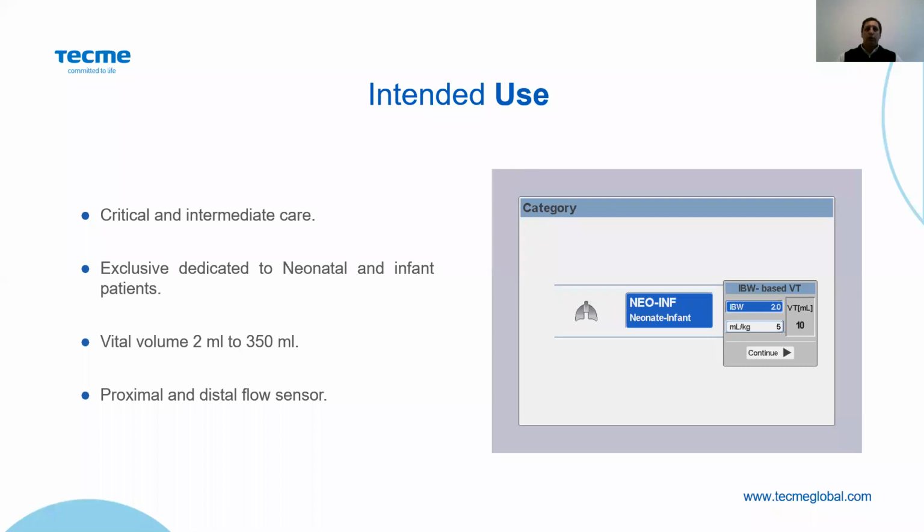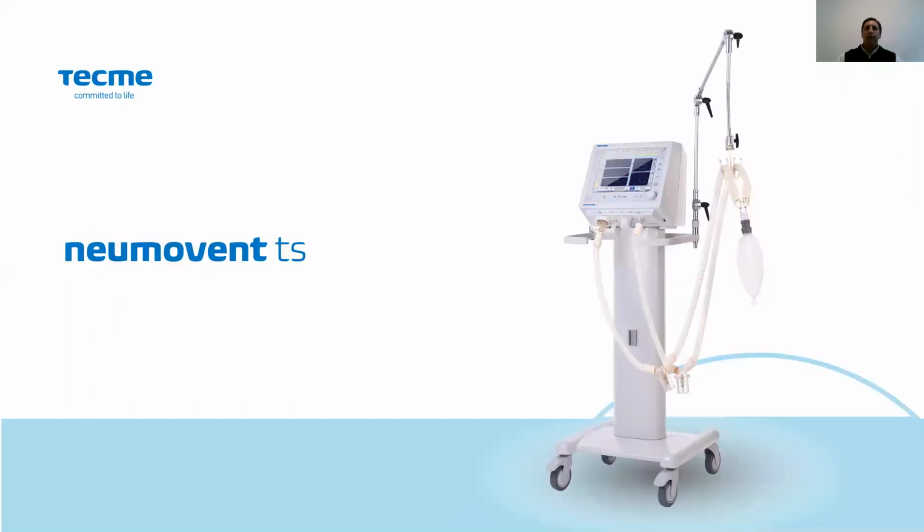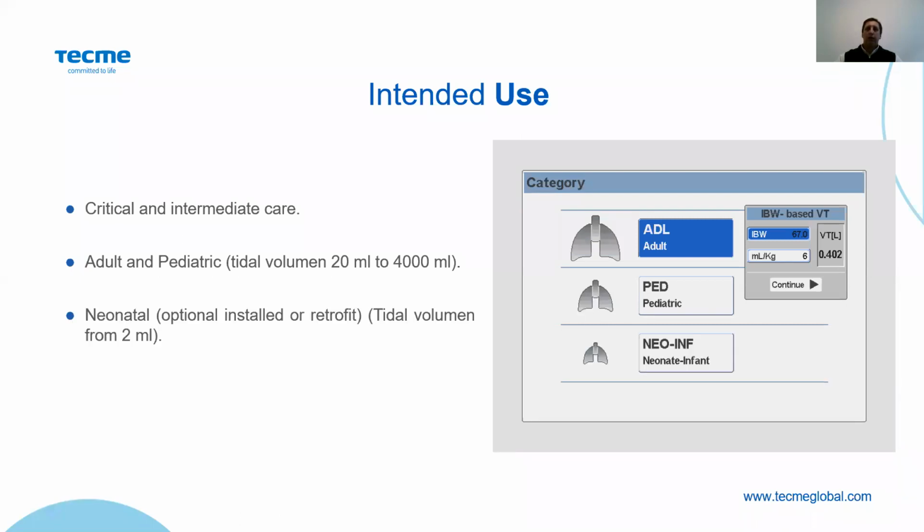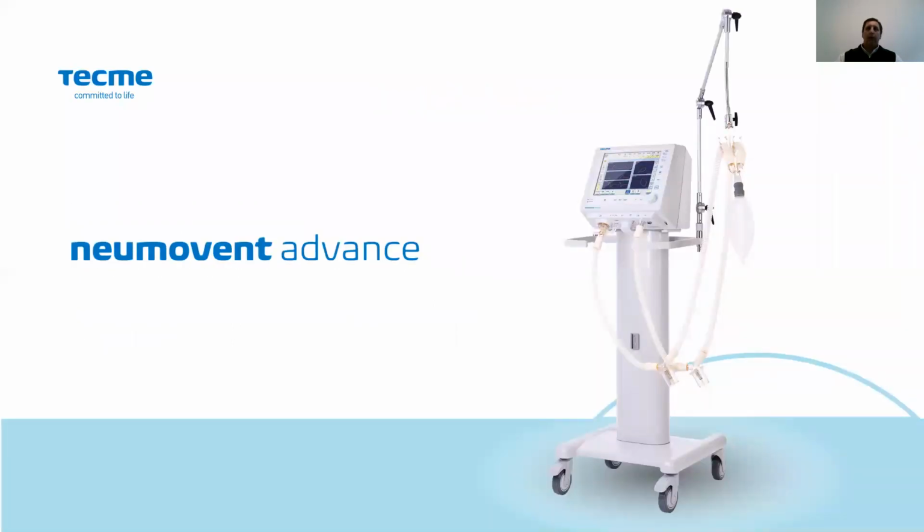In addition to this, we have also the GraphNet TS. This is our second ventilator. As a standard, it is an adult-pediatric ventilator with a tidal volume from 20 ml up to 4 liters, but with the capability to add the neonate category as an optional. So with this machine, you will also be able to ventilate neonates with a tidal volume nowadays from 2 ml up to 400 milliliters.